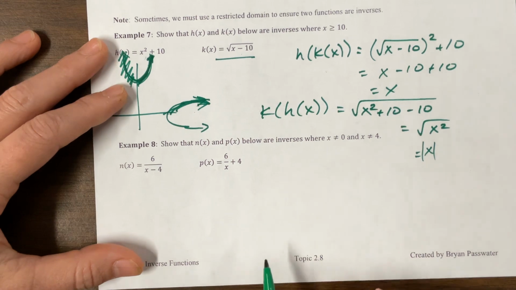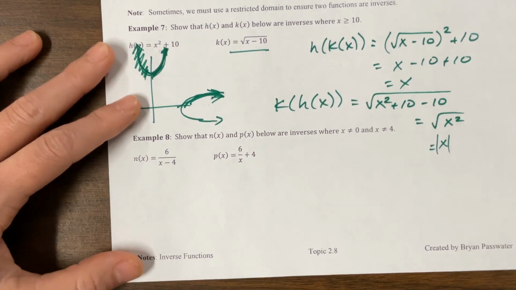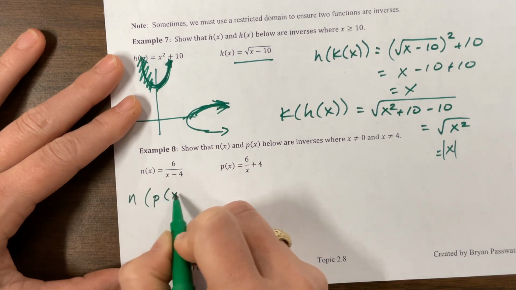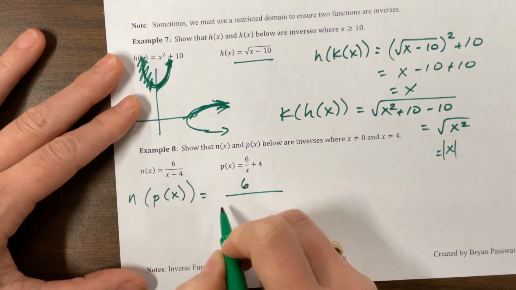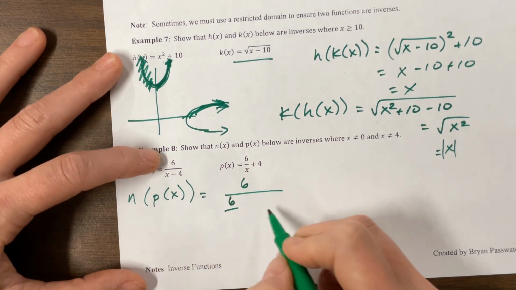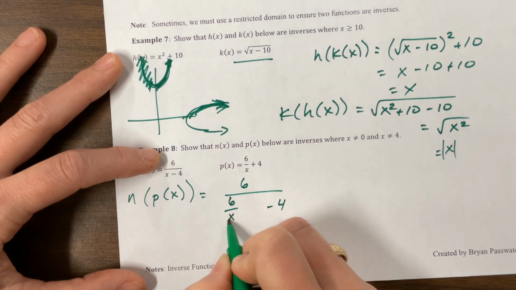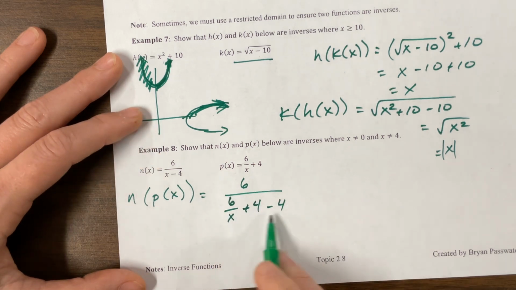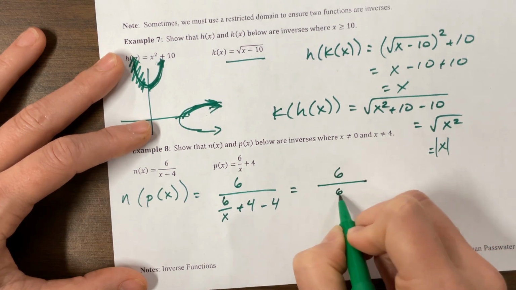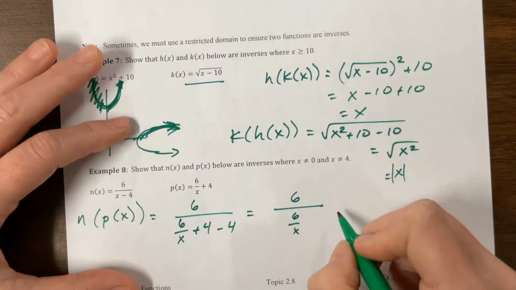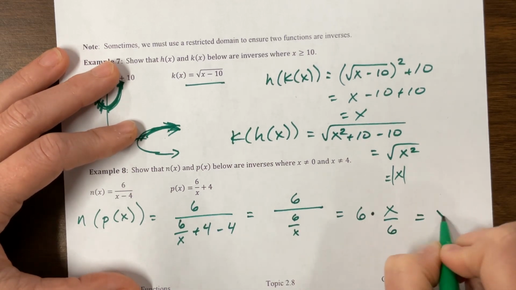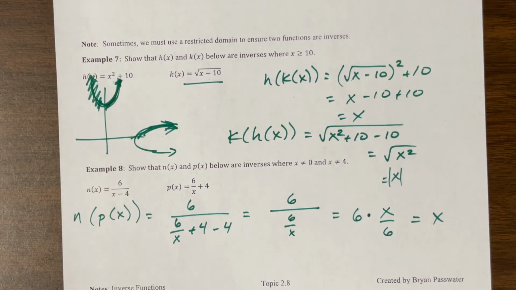I don't think, are they? Oh yeah, they might be. Okay, here we go. So when we have n of p of x would be equal to 6 over something minus 4. The something is 6 over x plus 4. Well, that's gone. So this gives me 6 divided by 6 over x. Well, I would say this is 6 times the reciprocal of this, so this is x over 6, which is just x. I need more space.